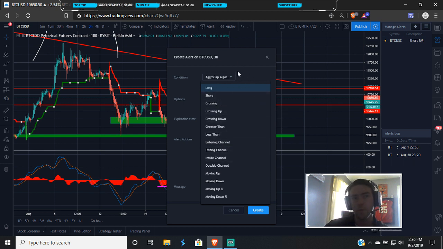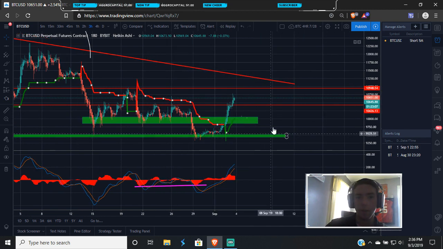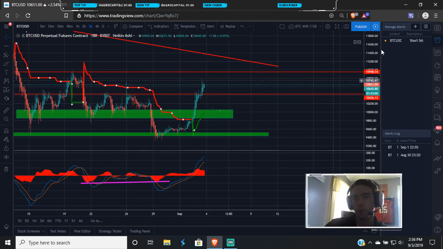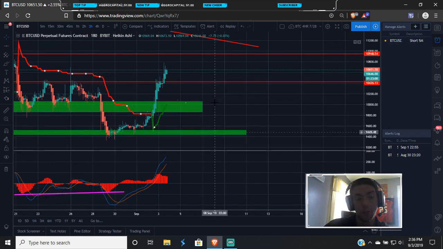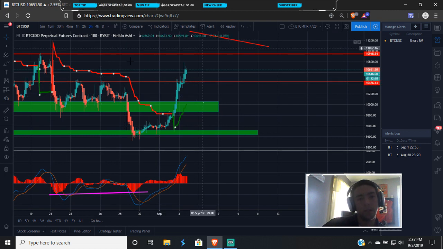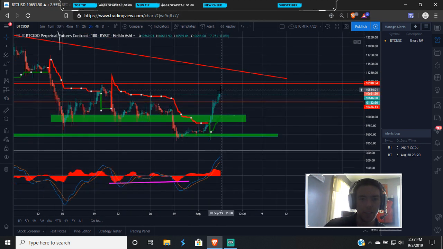So even if you have stuff to do, you're a computer programmer, you have time to look at your phone, but you can't sit and watch the computer all day, you can set an alert. It'll let you know. You can go to your email, it can alert your phone, whatever service you have hooked up through TradingView, it should work. Now, for the people that don't have time to sit here and scalp $50 to $80 price movements, I highly recommend the 3 hour.